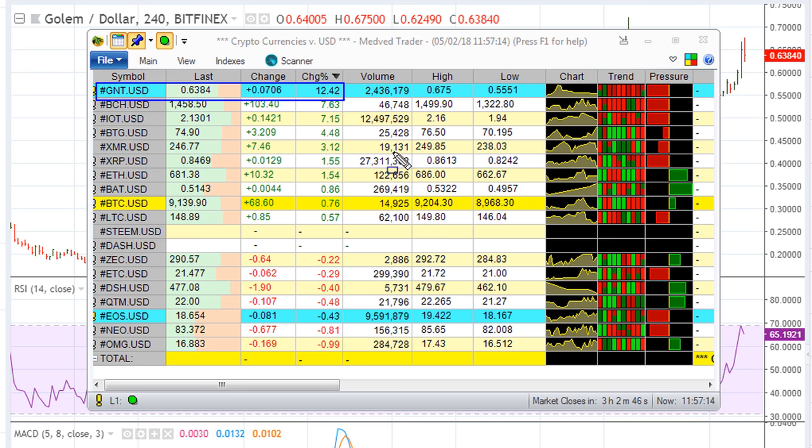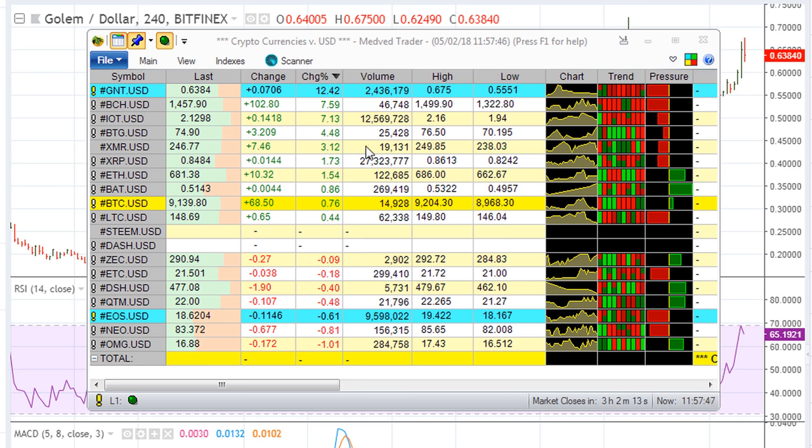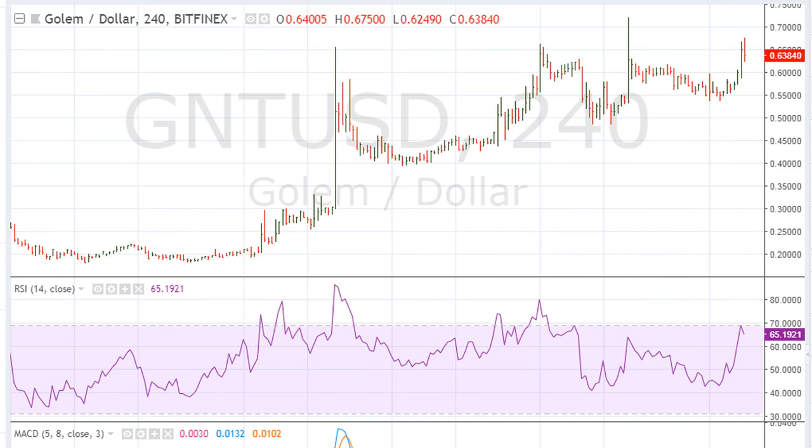I just noticed when I was taking a look at Golem that it is up about 12 to 13% for the day. On my watch list for the cryptos, it's one of the best performing ones for the day. But interestingly enough, if we take a look at the charts, it looks like after today's nice move, it's coming to a level of potential resistance, which might offer a swing trade to the downside.